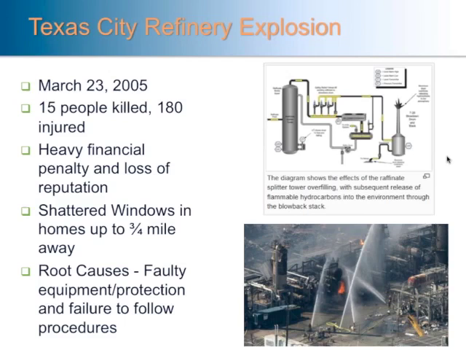Fundamentally, the investigation showed several root causes, some of which were related to procedural issues, but in line with our discussion today, it was identified that there was in fact a defective high-level alarm in the splitter tower, a defective sight glass that was used by operators to understand fluid levels in the splitter tower, and a vital splitter tower level transmitter which had not been calibrated.